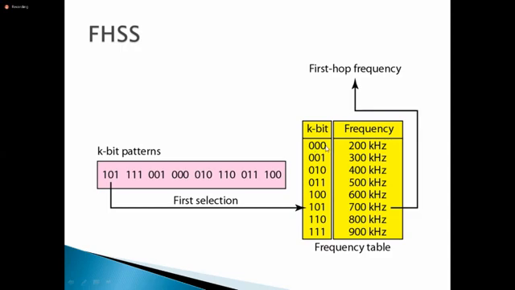So bit 000 combination is transmitted by 200 kilohertz. 001 is transmitted by 300 kilohertz. 010 is transmitted by 400 kilohertz. 011 is transmitted by 500 kilohertz. And likewise, these particular sequence parts are transmitted using different frequencies. Okay, so this is the particular frequency assigning table. Then we hop between these frequencies.